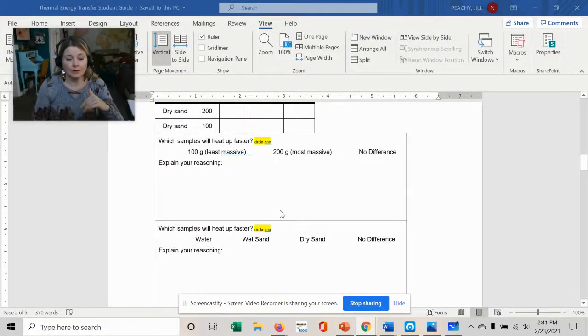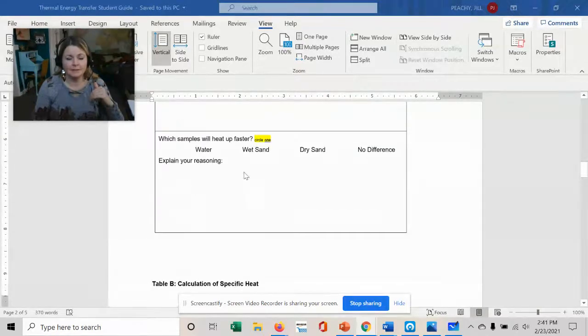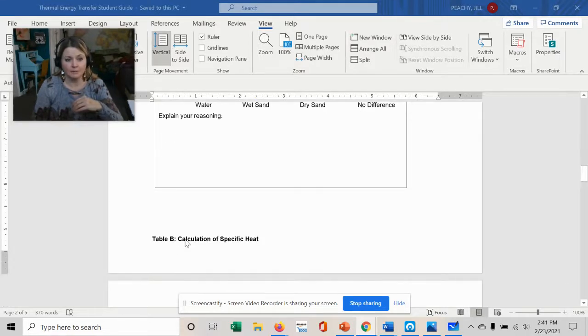Then you need to give me some answers to some broad questions. Which sample will heat up faster? You should do this prior to actually testing, so this is part of your hypothesis. Do you think the 100 gram, the 200 gram, or do you think there'll be no difference, and explain your reasoning. It says circle one here, but you can highlight these, that's fine, because circling is a little hard to do online. Same thing for this one: which sample do you think will heat up faster, water, wet sand, or dry sand, or no difference, and explain your reasoning. Again, this should really help guide you in making your hypothesis. This is what you're looking at in that hypothetical portion.